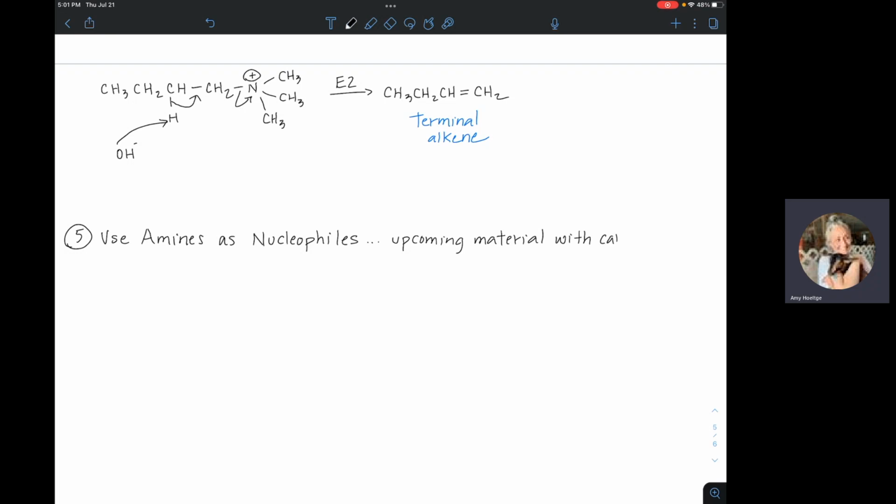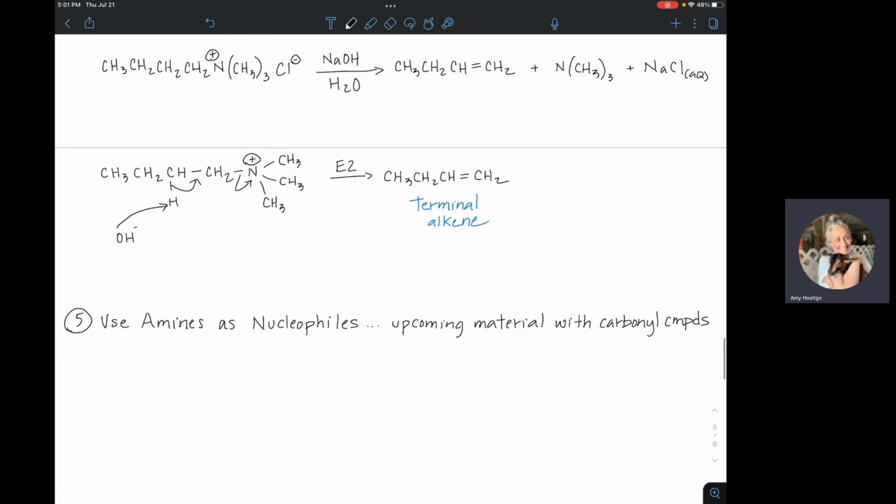With carbonyl compounds. Carbonyl compounds are special. The carbonyl functionality is hugely important in organic chemistry, and we have a host of functional groups with the carbonyl functionality, the carbon double bond oxygen functionality, and we will have separate videos just for those. So this is going to do it for amines.